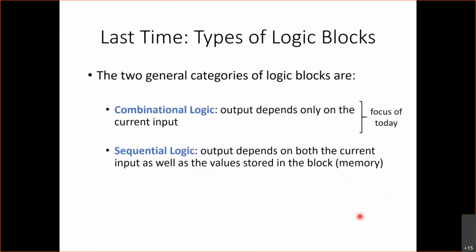And we said that there are two general categories of logic blocks. There's combinational logic, where the output of the block depends on only the input to the block. And there's sequential logic, where the output depends on both the input as well as values stored in the block. We started talking about combinational logic, and we said that we'll be talking about combinational logic for a few lectures, and then we'll continue to talk about sequential logic.